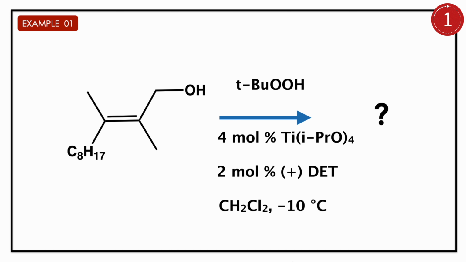The best way to learn chemistry is to solve problems. Problems are the best way to learn and to understand the concept. The first example I have given is an alkene which is an allylic alcohol, with methyl and C8H17 substitution. You are using peroxide, 4 mole percent of titanium isopropoxide, 2 mole percent of DET, and CH2Cl2 as solvent at minus 10 degrees Celsius. You should find what the final product will be.